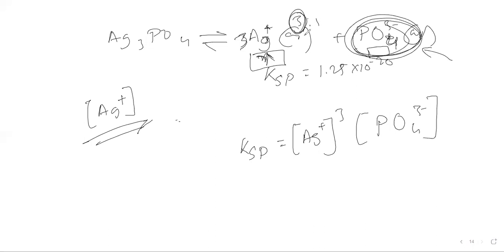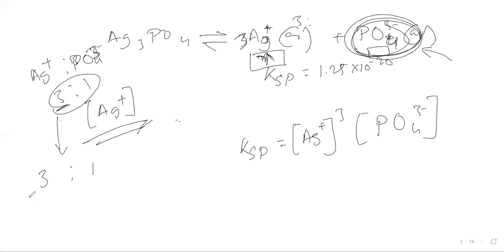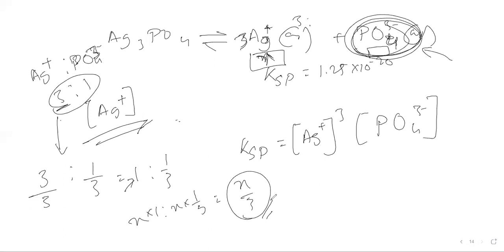Let's do it in this way: Ag plus, PO4 3 minus. Now what is the molar ratio? 3:1. Now if we want to make the left hand side 1, what do we need to do? We need to divide both sides with the left hand side's value. So we are left with 1:1/3. That means if this portion is going to be x, so x into 1, and that portion we also need to multiply with x. So that will be x/3.